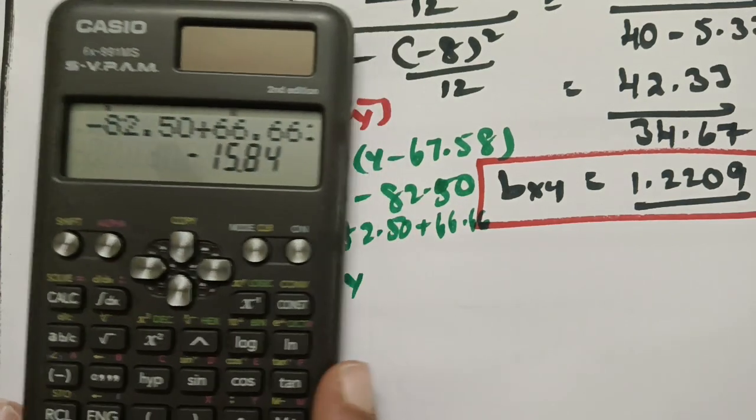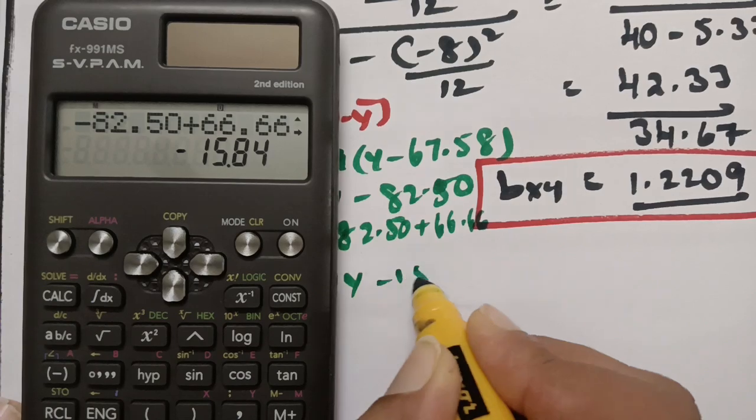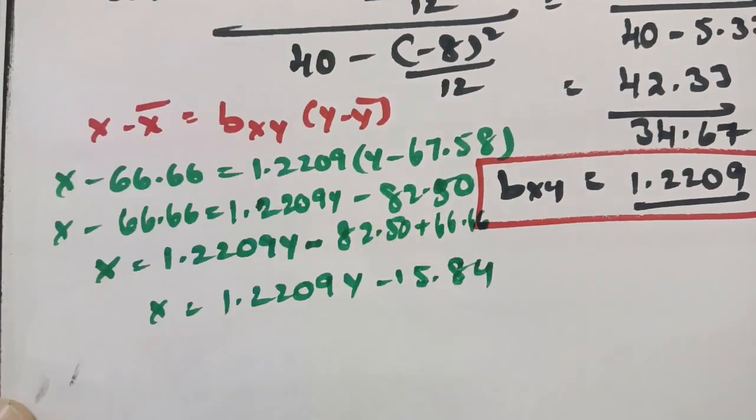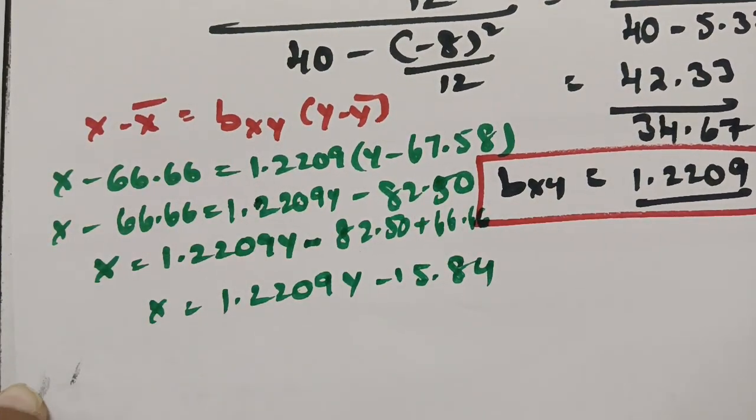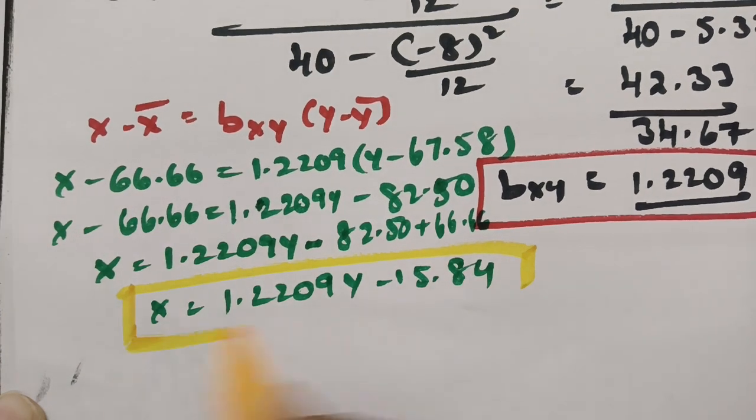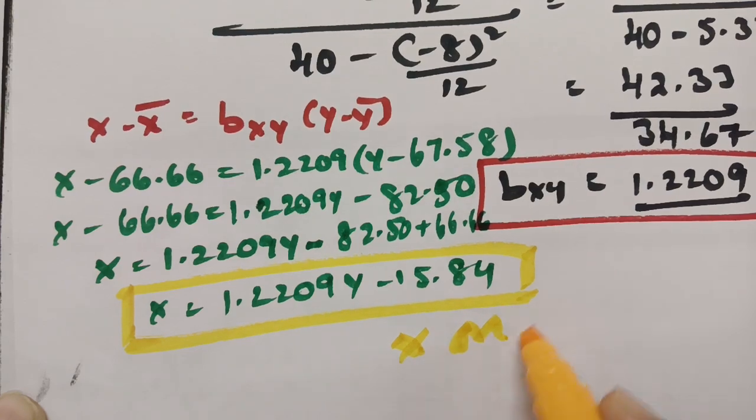The value here is minus 15.84, and this is the required line. So this is the regression line of x on y. This is how we have to solve using the table.